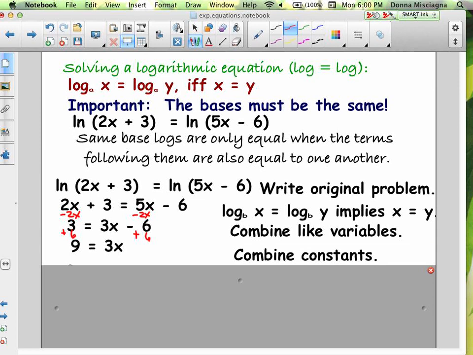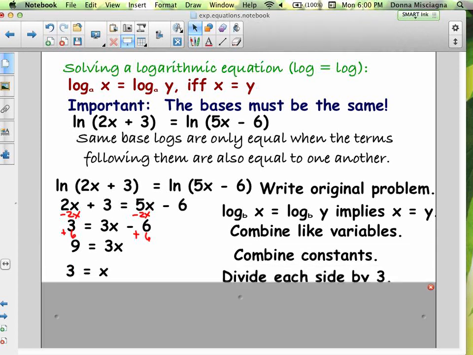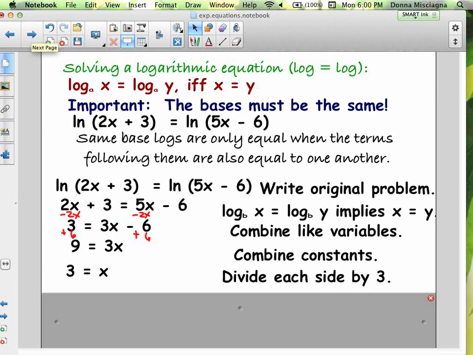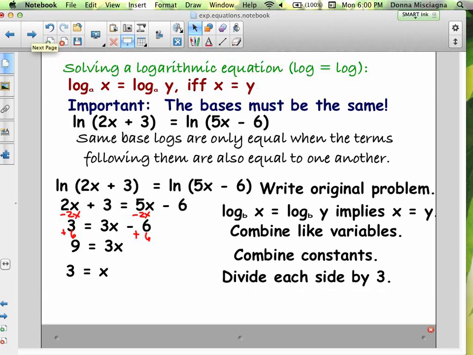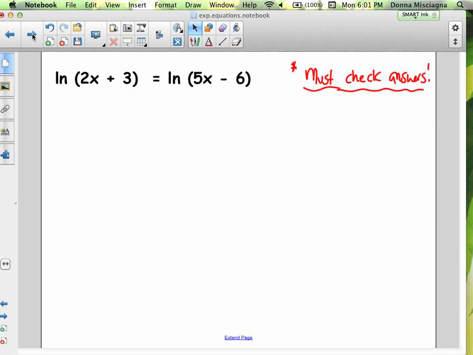So now we have 9 equals 3x, and that's a nice easy equation to solve. You just divide both sides by 3, so x is equal to 3. Now, very important, we can get false solutions on these problems, so we have to check our solutions, right? So for all the log equations, we will check. It's one of our second group of equations where we have to check. We had to check on the radical, we have to check on log.